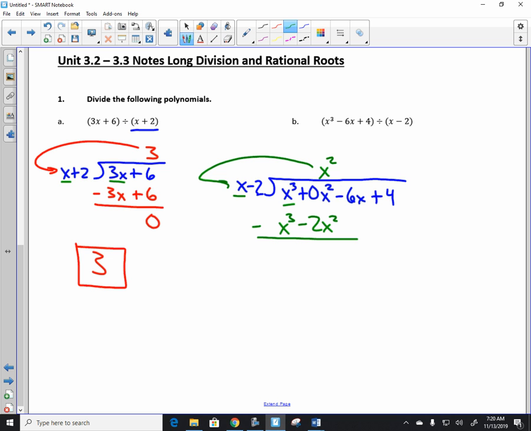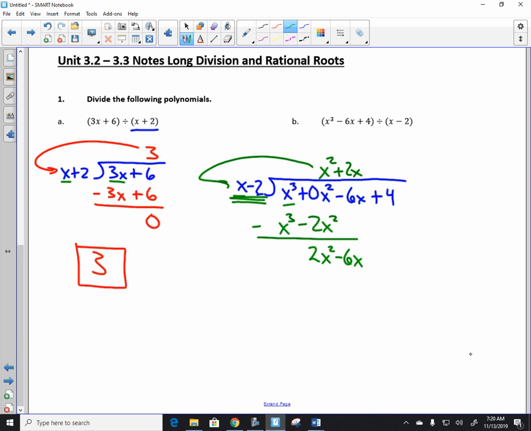Sometimes your subtraction falls apart. Don't worry about it. Stay calm. X cubed minus x cubed is 0, but 0x squared minus negative 2x squared is positive 2x squared. Bring down the minus 6x because we have a binomial in x minus 2, and now we have a binomial in 2x squared minus 6x. We ask ourselves again, what do you multiply x by to get 2x squared? And the answer is 2x.